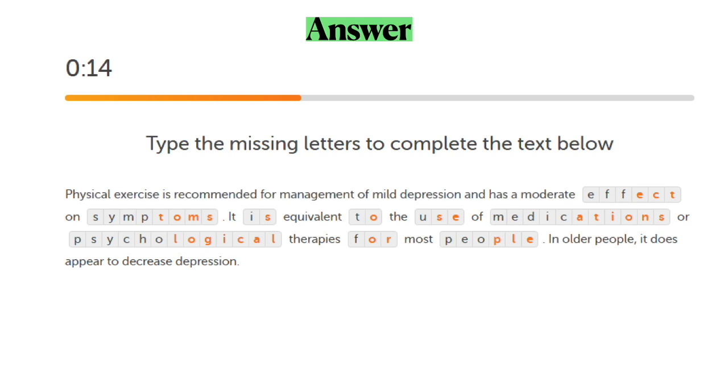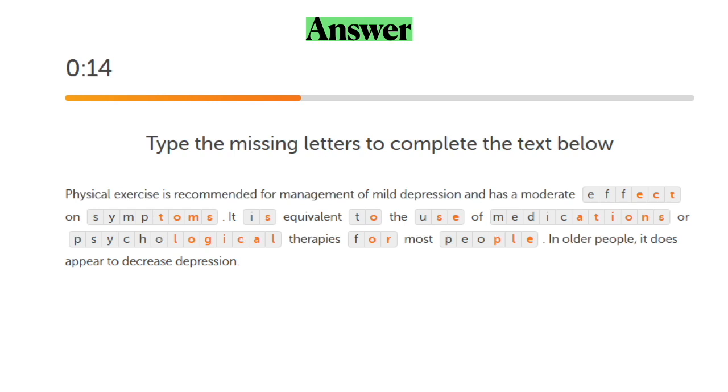Physical exercise is recommended for management of mild depression and has a moderate effect on symptoms. Since we are talking about the management of mild depression, we can use words like effect or symptoms because this is vocabulary which is related to the health-related topics. The next sentence is it is equivalent to the use of medications. Again, medications is a perfect fit here because it is related to the issues of health.